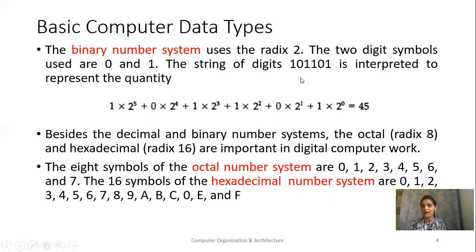Apart from the decimal number system and binary number system, we are using octal number systems, hexadecimal number systems, BCD number systems, etc.